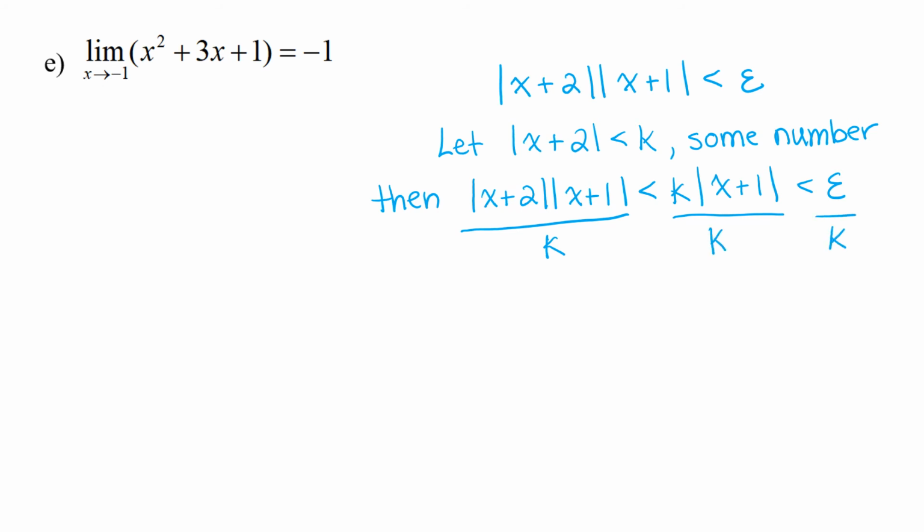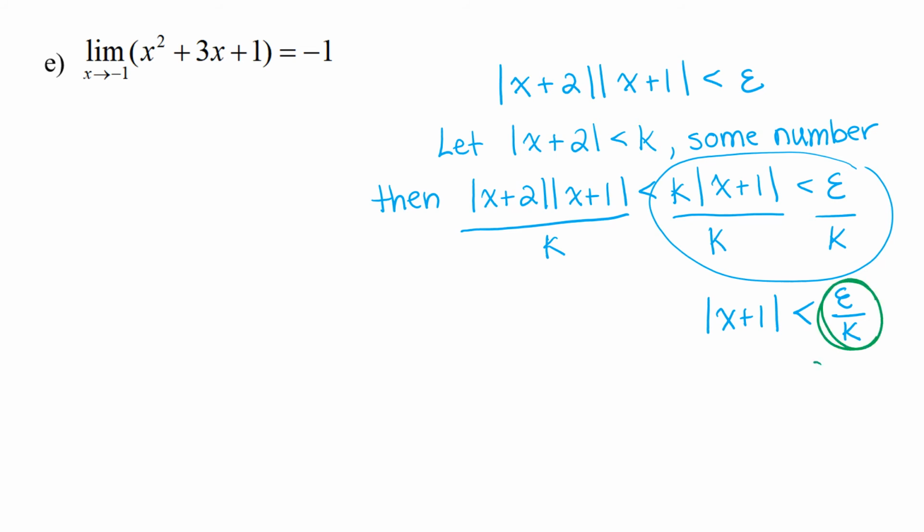And when we do that, on this right side, we end up with the absolute value of x plus 1 is less than epsilon over k. So we have a good guess for our delta.